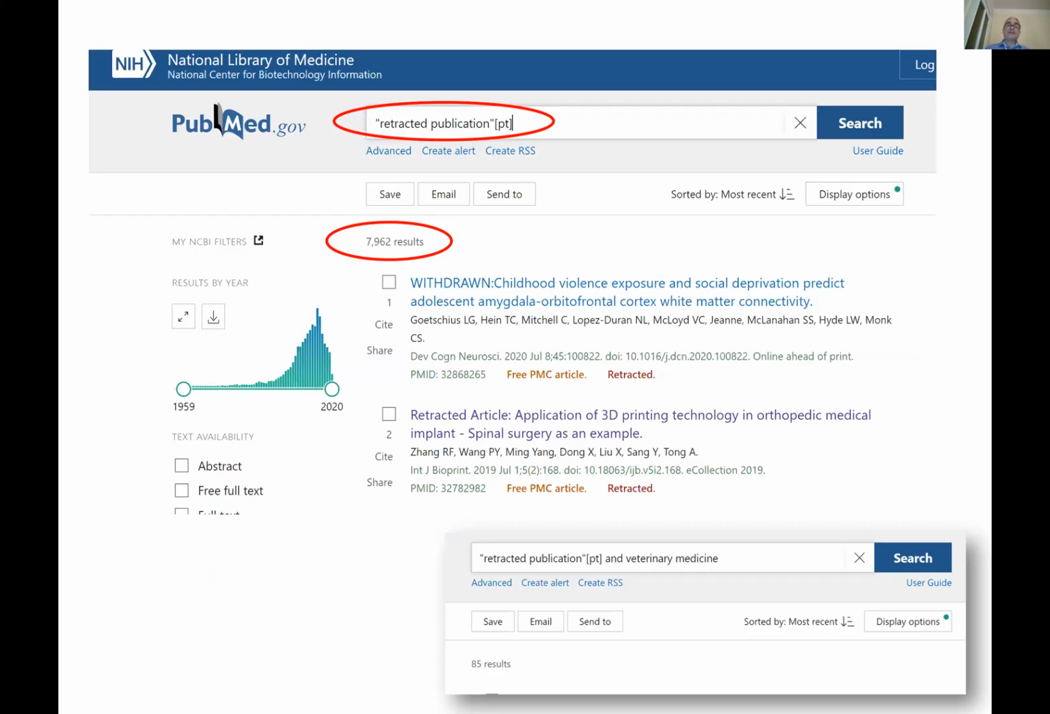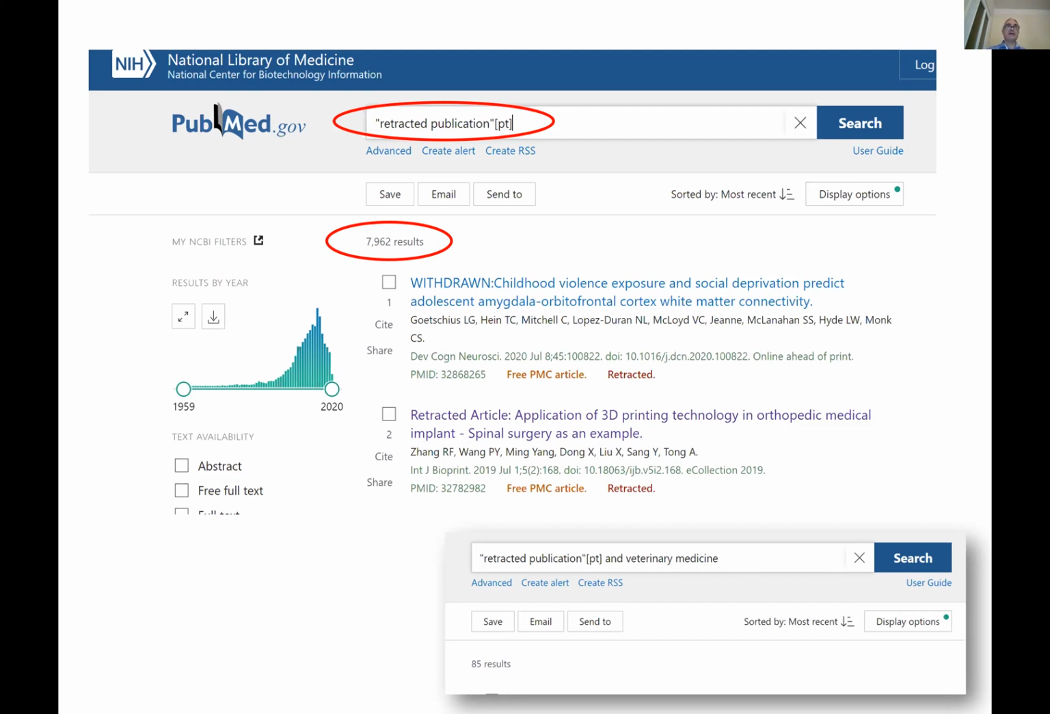How do we analyze? Easy. We can go to PubMed and analyze retractions. There are around 8,000 retractions in the field of biomedicine. PubMed is a well-organized platform, and it contains information about all retracted articles. In the field of veterinary medicine, we also have some retractions. Here we see 85 retractions.